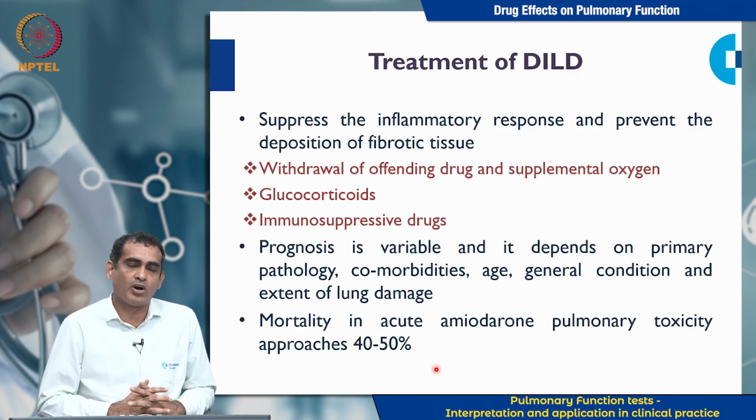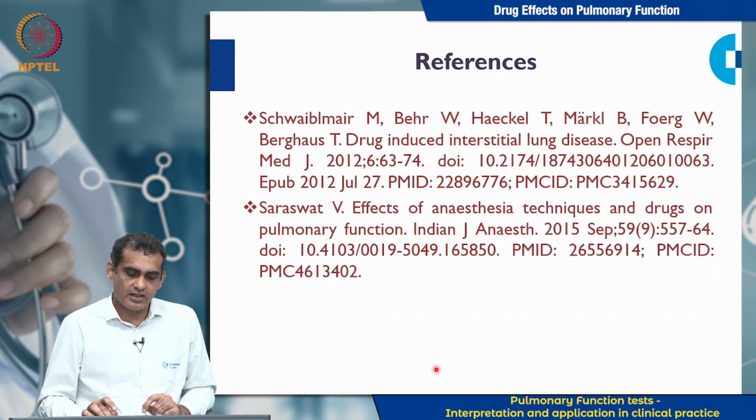Now, how do we treat this ILD out of drug toxicity? The prognosis is really guarded. There is no guarantee that we treat them, they may recover 100%, but we try to withdraw the offending drug. We give them supplemental oxygen. There is a definite role for glucocorticoids and immunosuppressive drugs, though these medications are not useful in all situations. Mortality, sometimes it happens. The mortality is very high in acute amiodarone-induced pulmonary toxicity, where the risk is nearly 40 to 50% mortality.